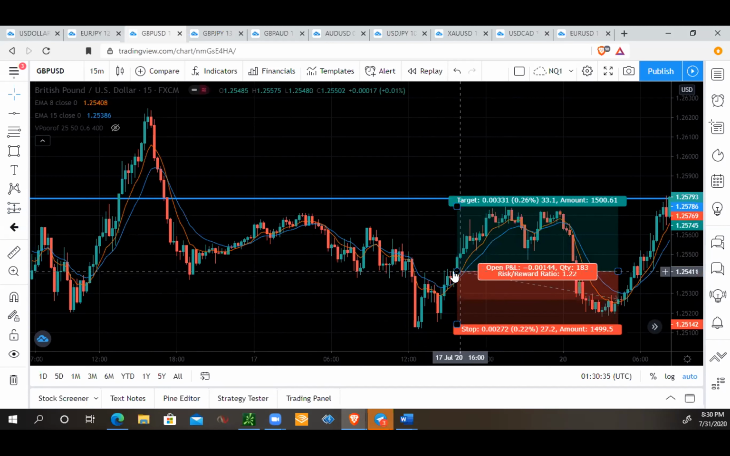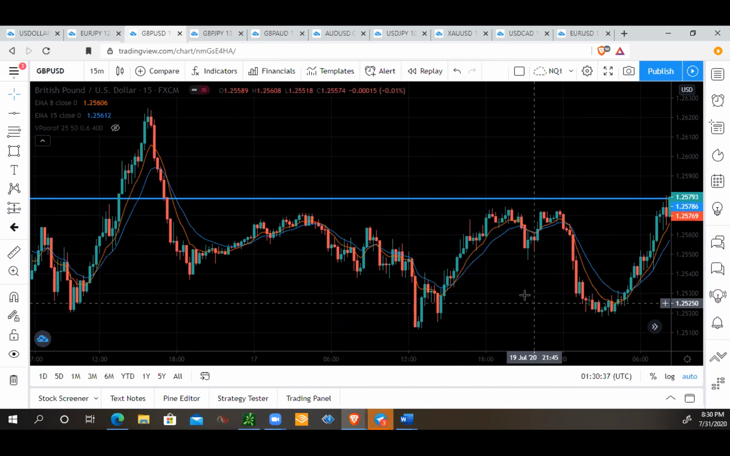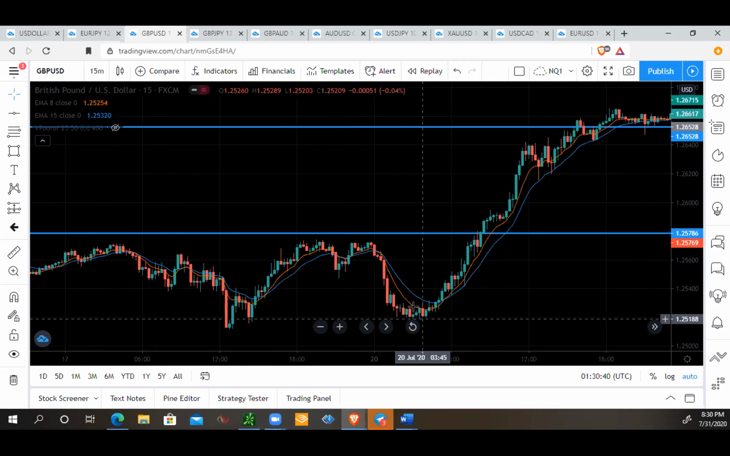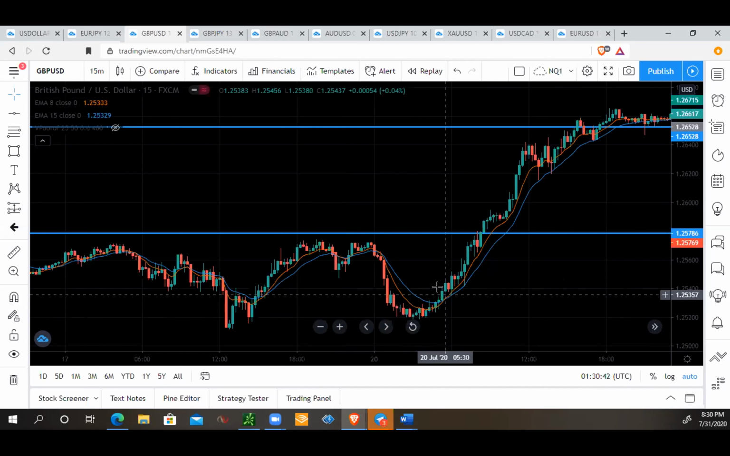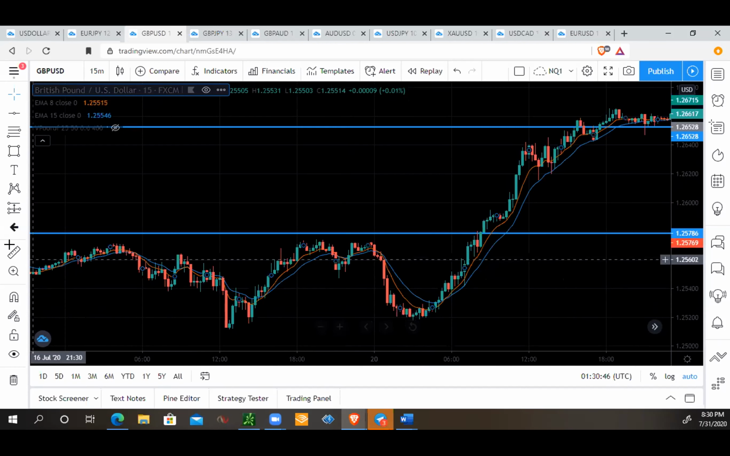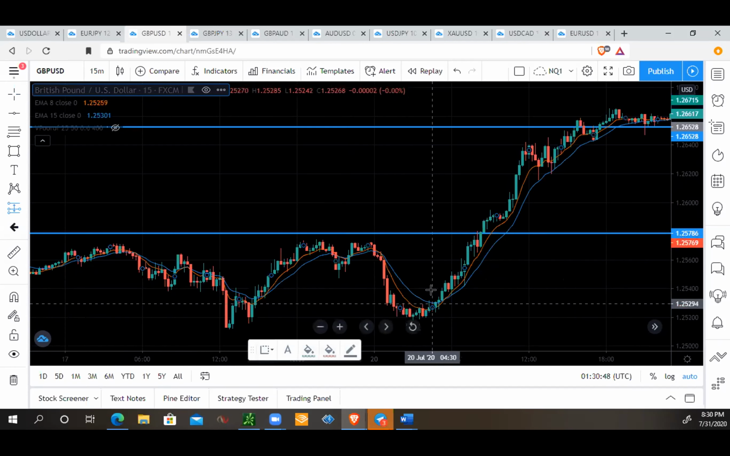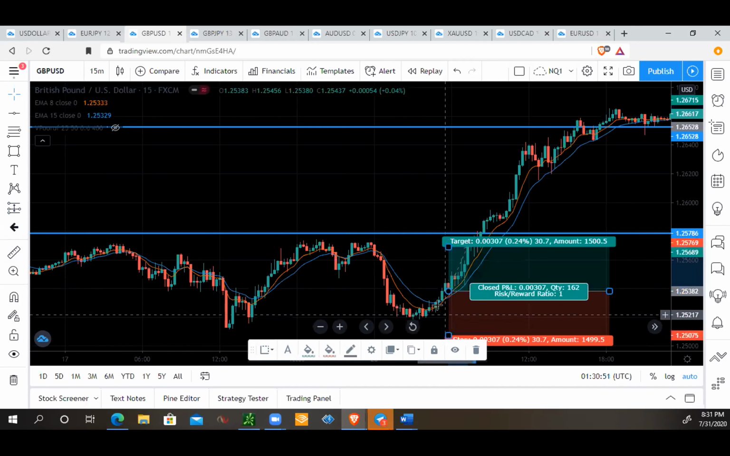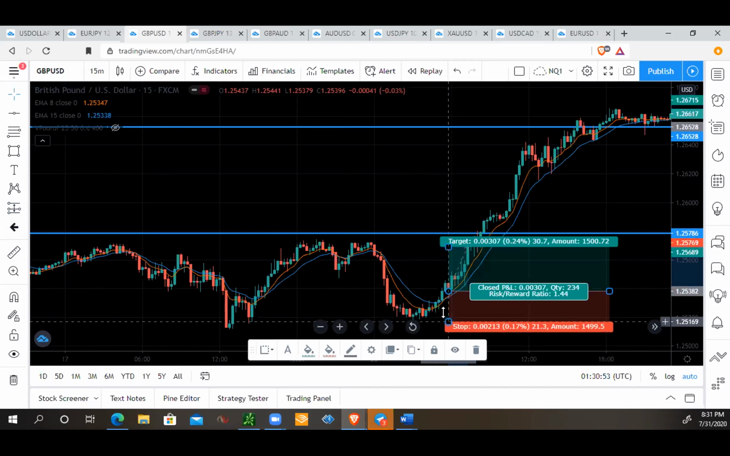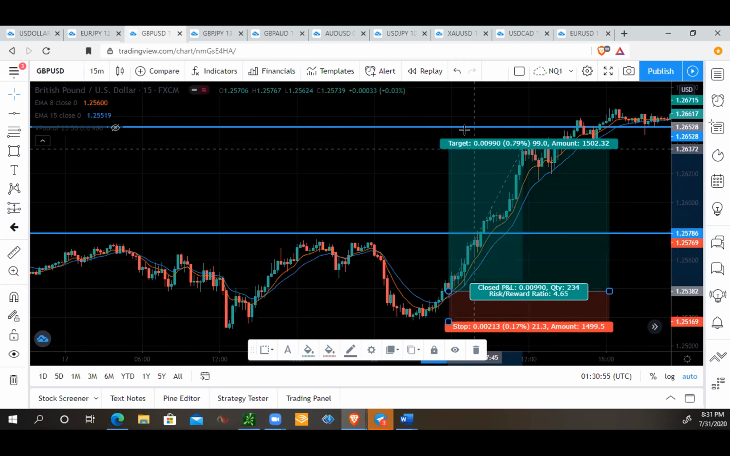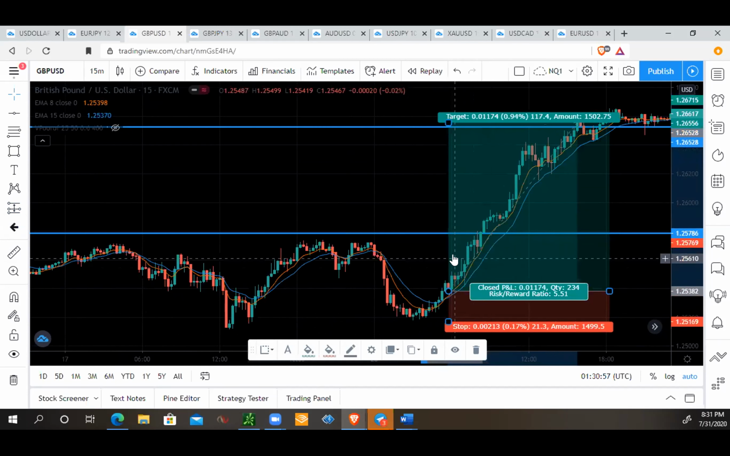I'll show you several examples. I back test this all the time. Right here is another one. The 8 crosses the 15 right here. There's your bullish candle. Enter right there. Stop loss there. And that took off and stayed above the 8, stayed above the 15. Wow. You just stay in it until it crosses back over.